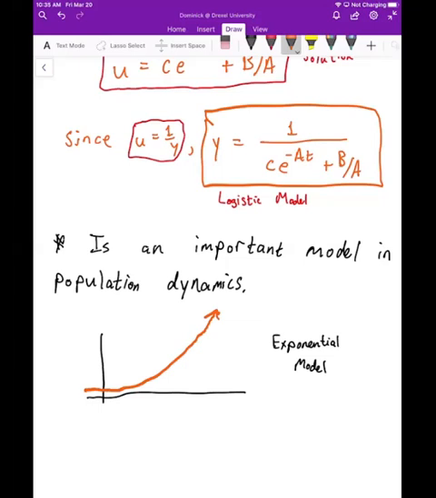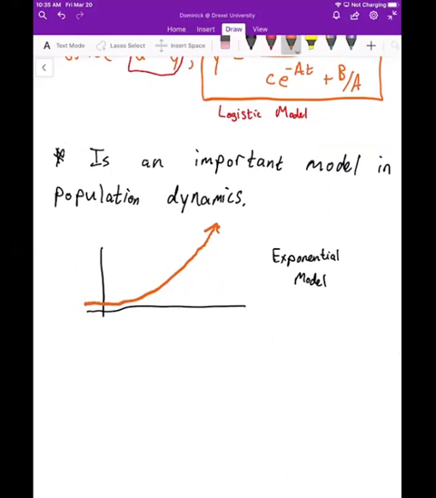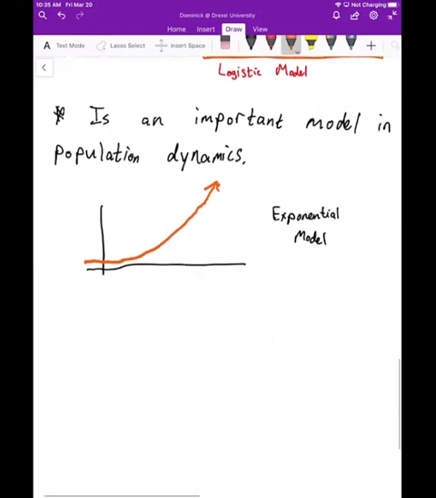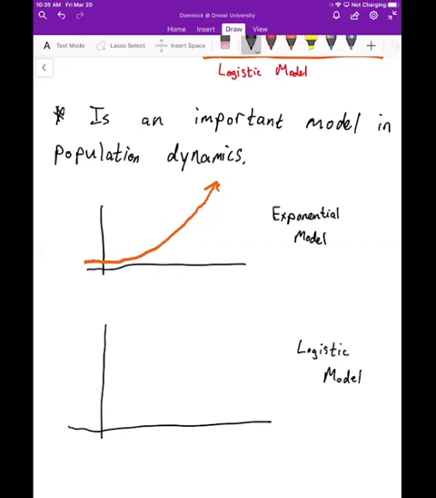But of course, this isn't feasible in the long term because if you think about population dynamics on, say, planet Earth, eventually you're going to have too many people and not enough resources. So there are limiting factors that prevent this from growing without bound, and that's what the logistic model aims to account for. So the logistic model version is going to look more something like this. It's going to start out as an exponential model, but then after a while, you're going to taper off and flatten out here.